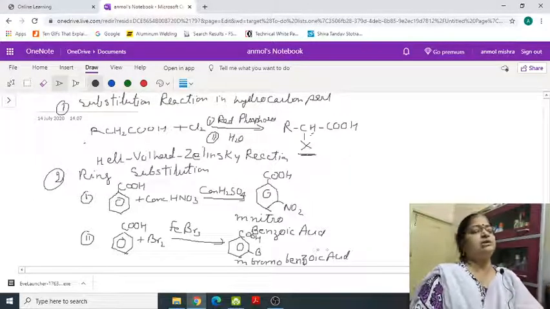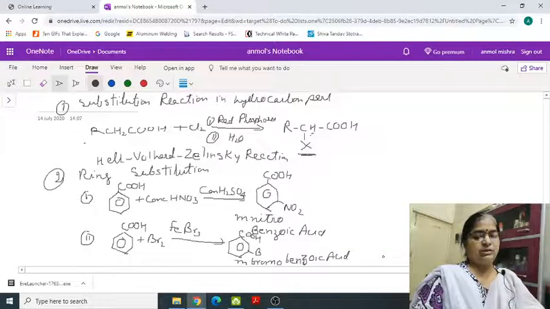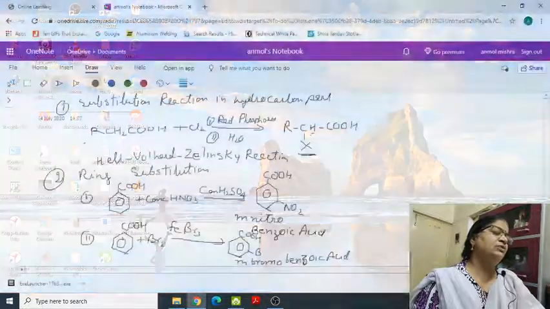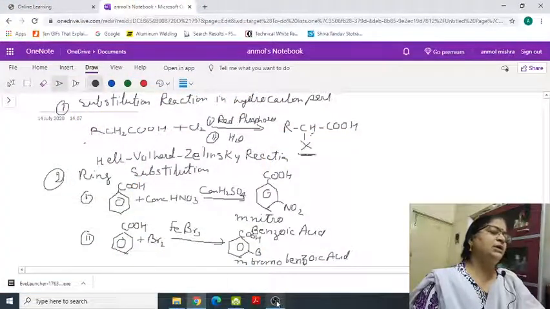So in this session we have discussed the chemical properties of carboxylic acid, in which we have discussed the acidic character and the different chemical reactions and uses of carboxylic acid.